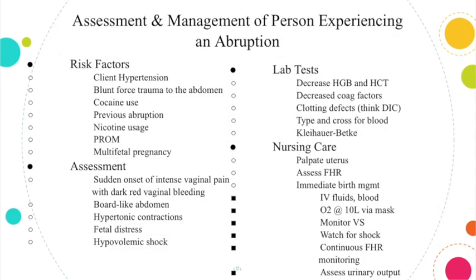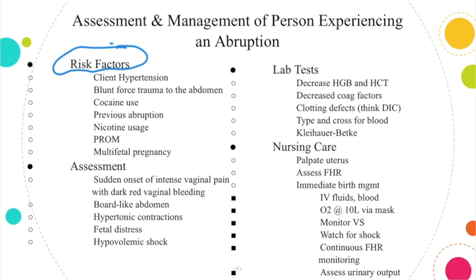All right, so let's break all this down here, okay? So what are we going to do about it? So first, let's talk about who is at risk for developing an abruption. Hypertension. Okay, any kind of blunt force trauma to the abdomen. We're talking about auto accidents, domestic violence, okay? Anything like a fall, anything that can cause blunt force trauma to the abdomen. Certain drugs, cocaine, amphetamines, okay? Smoking, and previous abruption. Those folks are at risk.